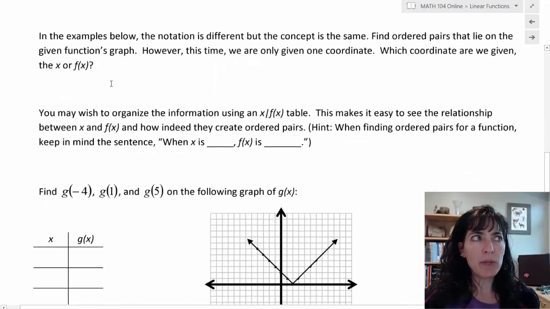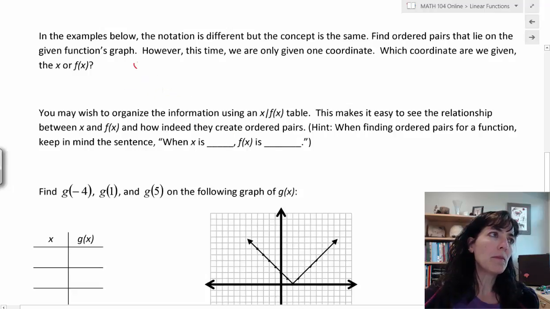We're going to look a little bit below at some different notation, asking similar kinds of questions. We want to find ordered pairs that are on a given function's graph, but we are only given one coordinate of the two. And the coordinate that we're usually given, can you tell? Is it the x or the f of x? Or in this case, the g of x? Which one is it that we're given?